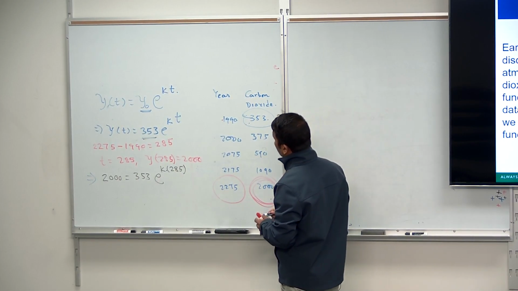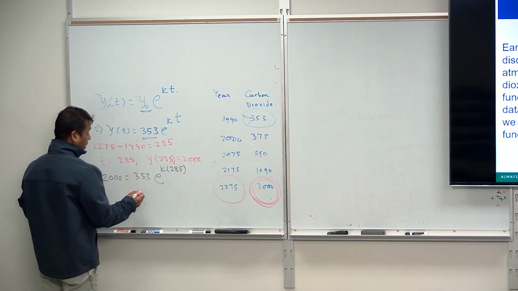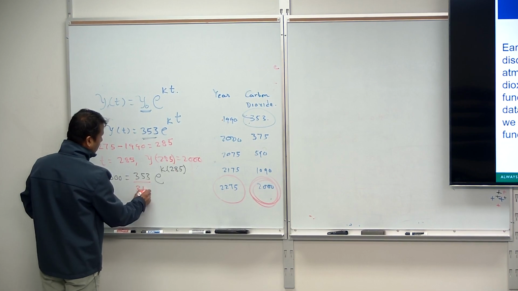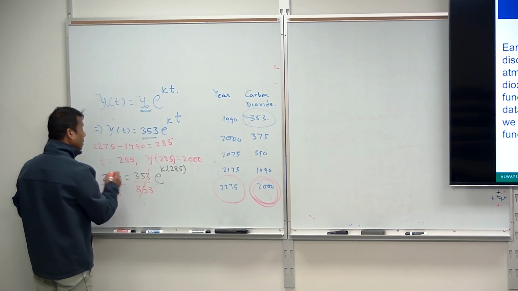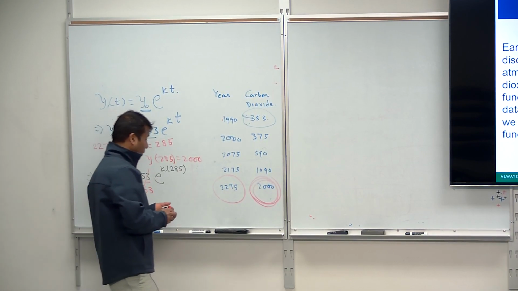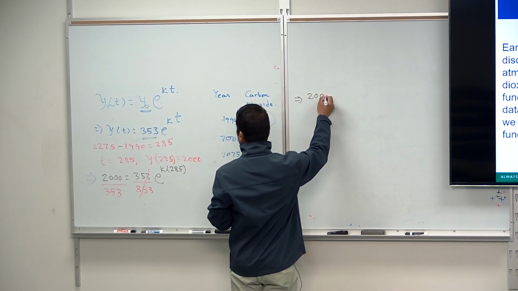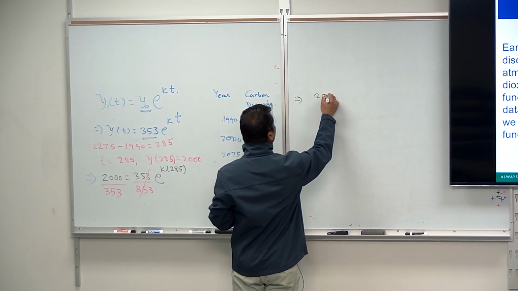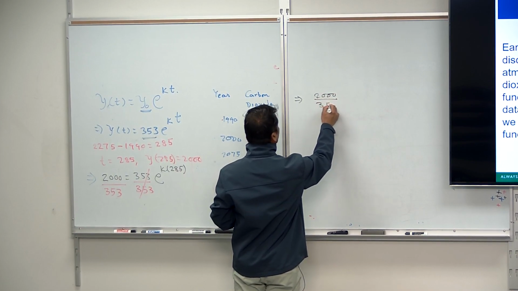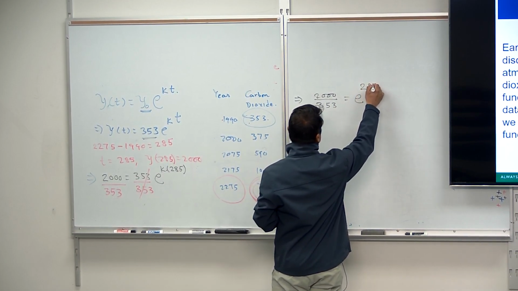Okay. So now, divide both sides by 353. Here you have a 353, you cross them out. So you will have 2000 over 353. You can write here 2000 over 353 equals e to the power 285k.